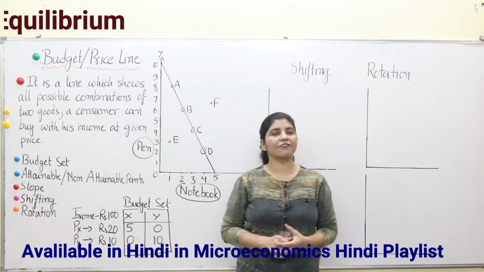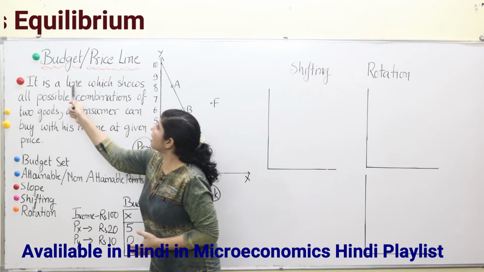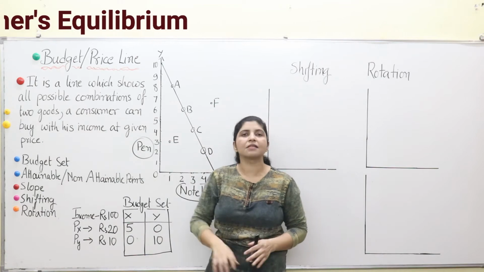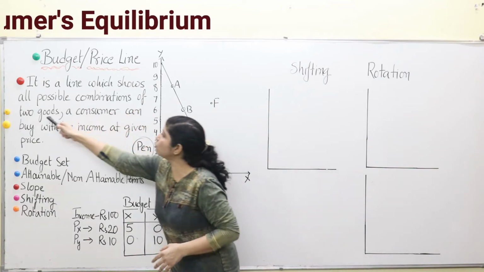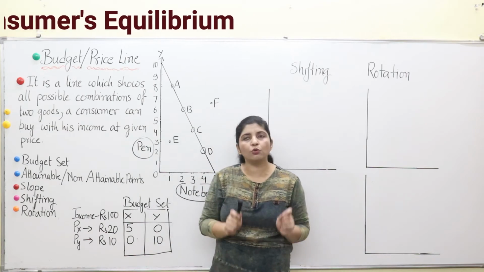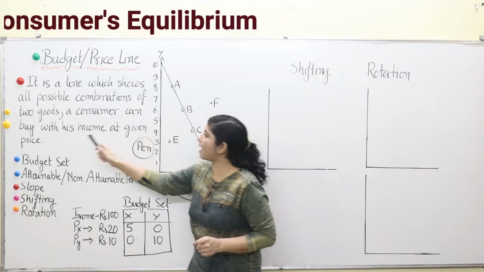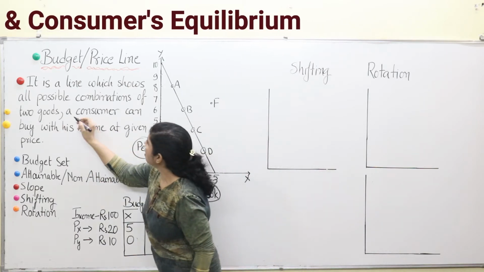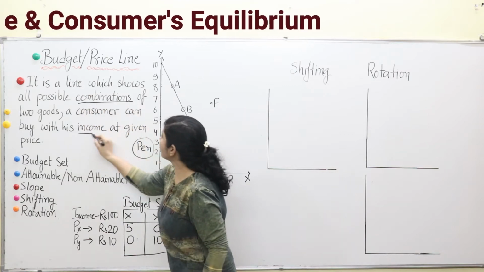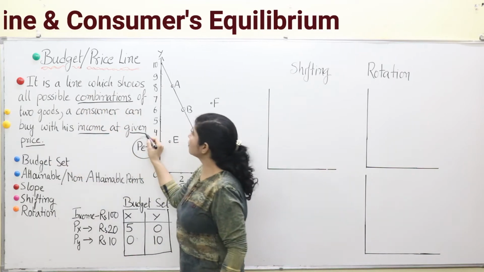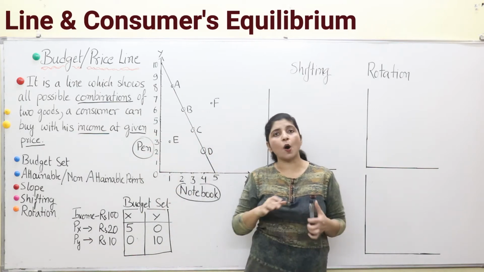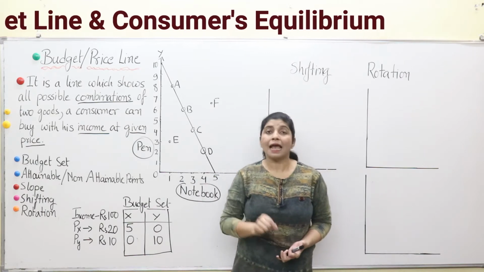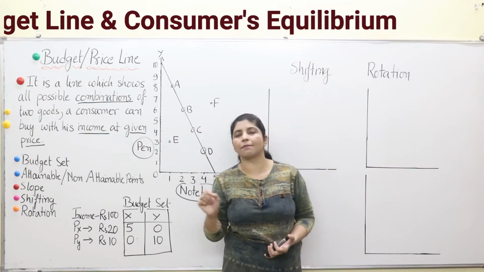Right, so let's see the definition first. It is a line which shows all possible combinations, that means the different combinations of two goods. We will discuss only combinations of two goods, which a consumer can buy with his income at given prices. So what is important here? Combinations, income and the given price. Here we will discuss all possible combinations which a person can buy with his given income, which is constant, and the price of those goods which he can buy.